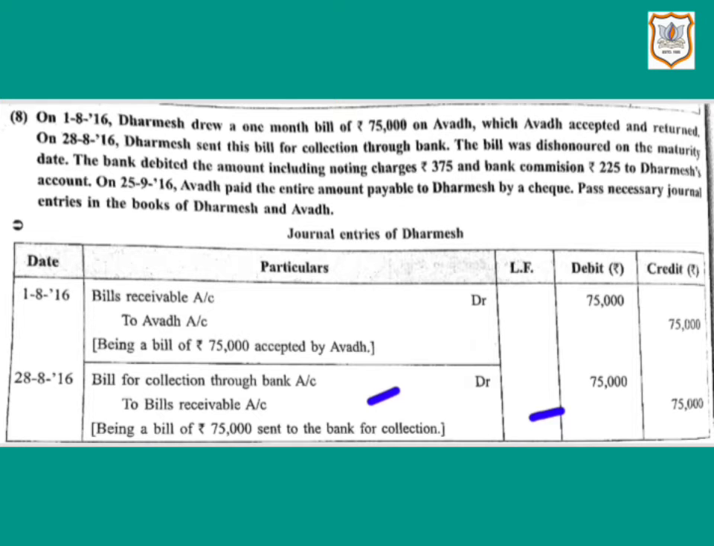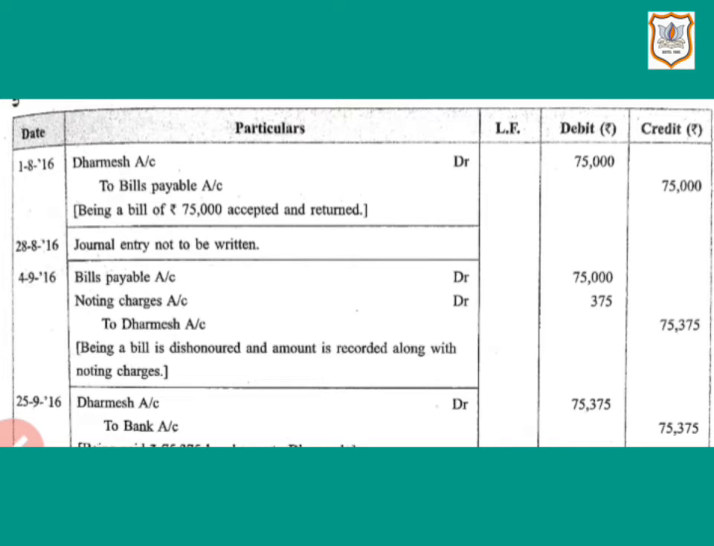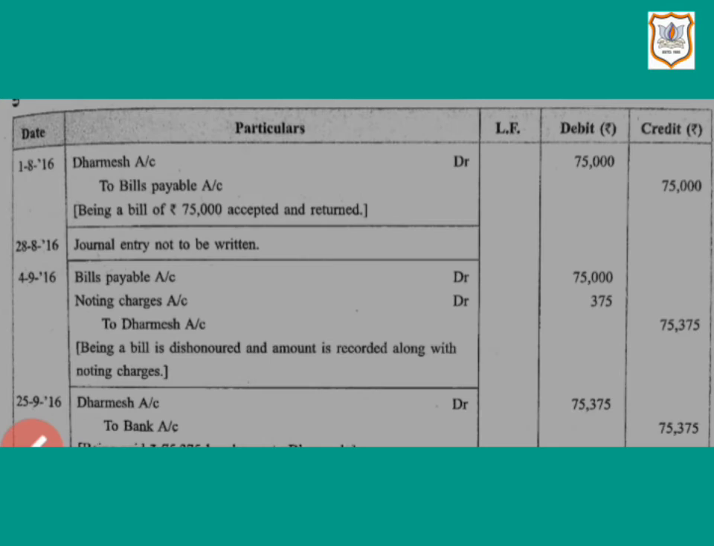Now let us see the journal entry in the books of Awadh. On this day, that is 28th August 2016, no entry will be passed in the books of the drawee, that is Awadh, because on this date the transaction has taken place between the drawer and his bank. So in the books of the drawee, no entry will be passed. Here we will write, journal entry not to be written.